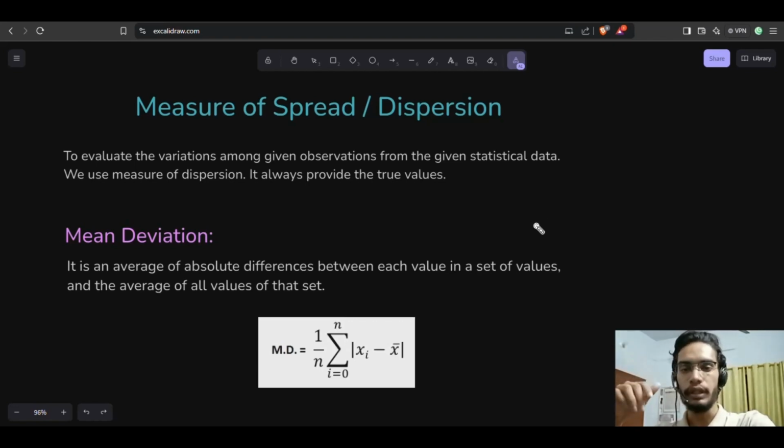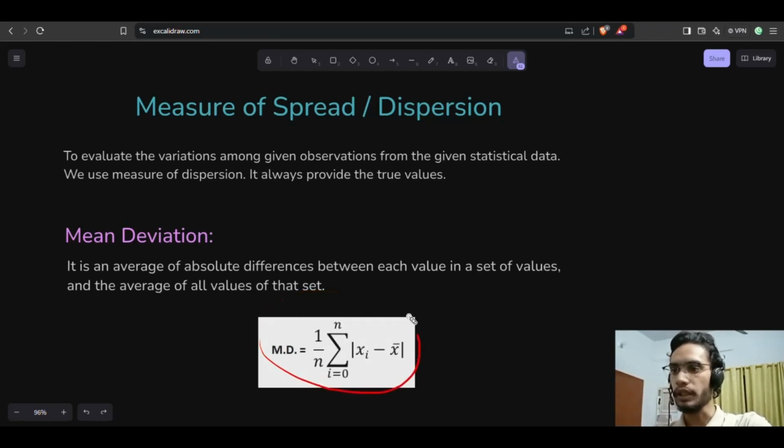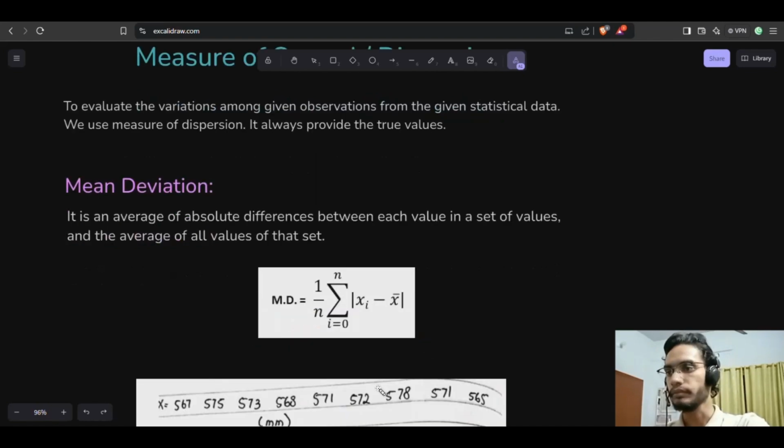Let me give you an example, but before that, you should remember this formula: the sum of the absolute values of xi minus x bar, divided by n. What is this? xi are the individual values present in your data. x bar is the mean that you have calculated from the data. You sum all of these values, and then divide by the total number of terms present in your data. So this is the simple explanation of this formula. Let's understand it with the example.